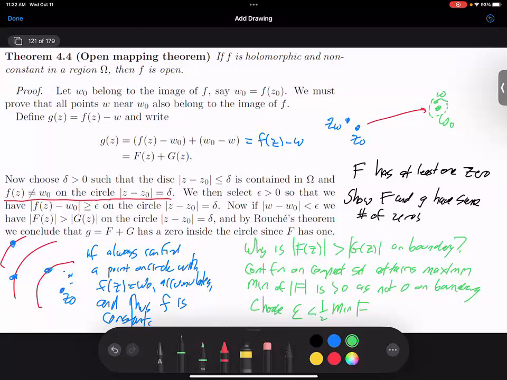And this is one of the dangers as you read the books, is a lot of these statements are not done clearly. All right, so now we can show that big F is greater than big G in absolute value on the circle if epsilon is sufficiently small. So now that that's the case, we can use Rouché's theorem, and F plus G will have the same number of zeros as F. And since big F has a 0, big F plus G has a 0. And that's the proof of the open mapping theorem.